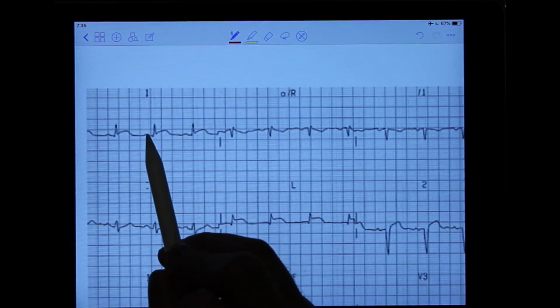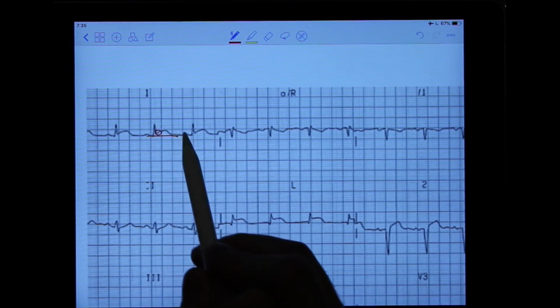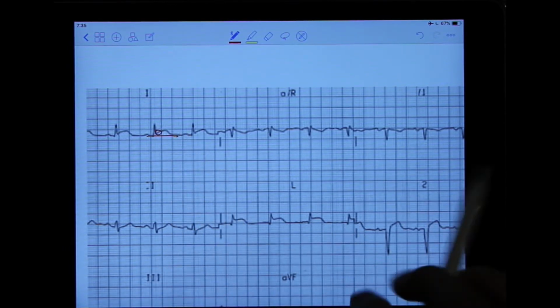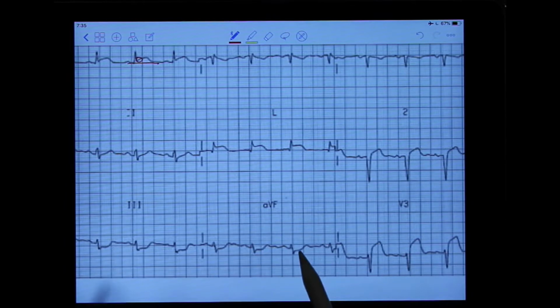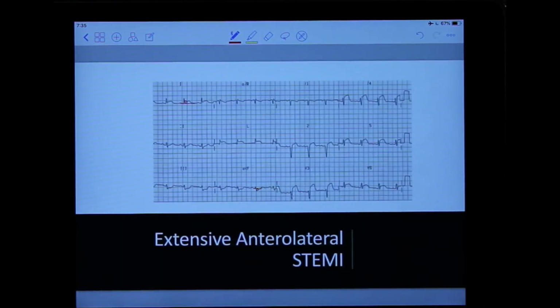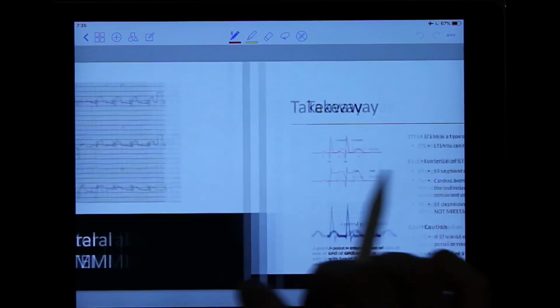We can see elevation at the J point here, as well as down at AVF. This is depression here, but that would be flipped. So this is indicative of an extensive anterolateral STEMI.